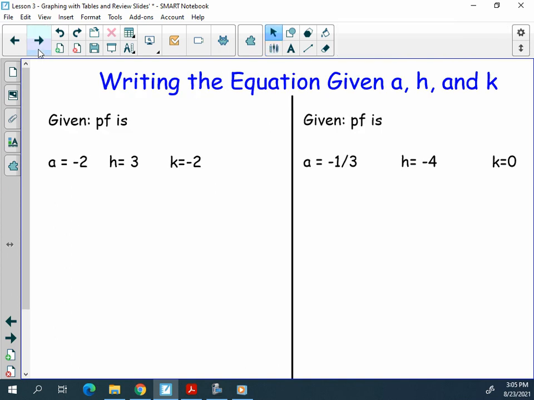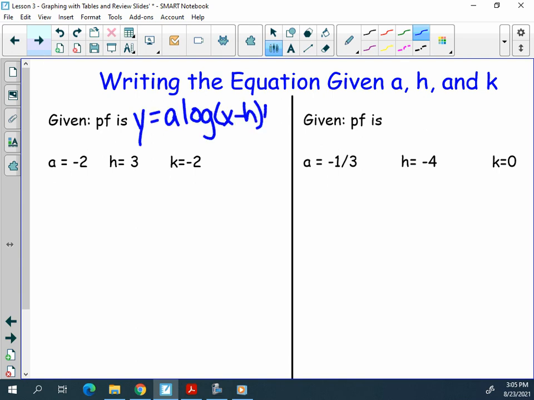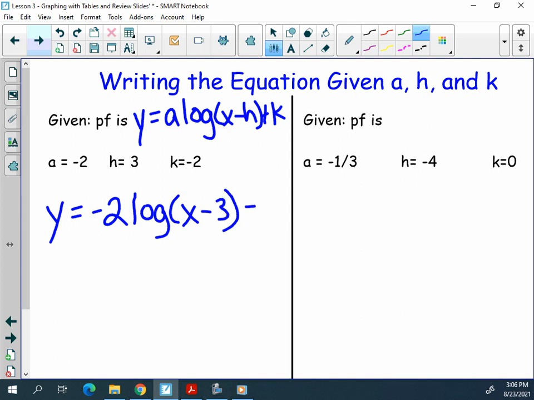All right, so now if you flip to the back of the note sheet that I provided, you should notice that I'm asking you for a given parent function. Well, I have to actually give you one for that. So our first given parent function is going to be y equals a log of x minus h plus k. That's our logarithmic parent function. So if I tell you that a is -2, h is 3, and k is -2, we're just going to plug those in. So y equals -2 log of x minus 3 minus 2.